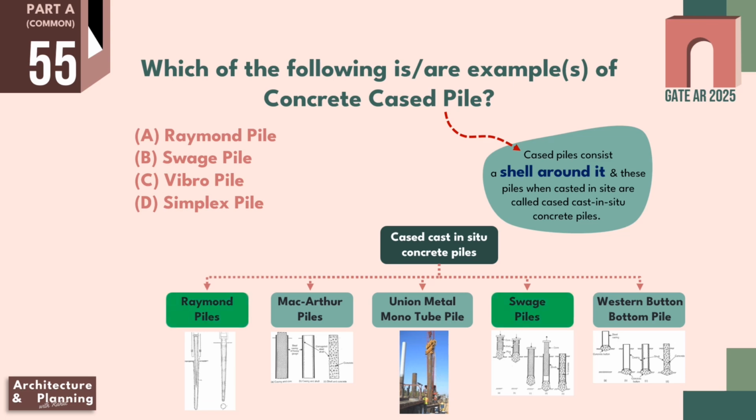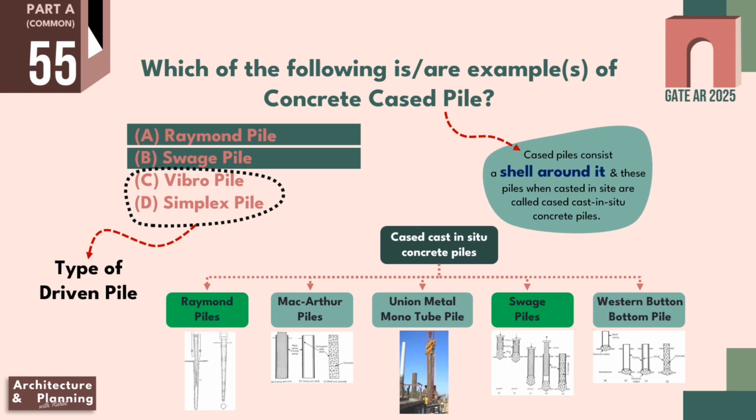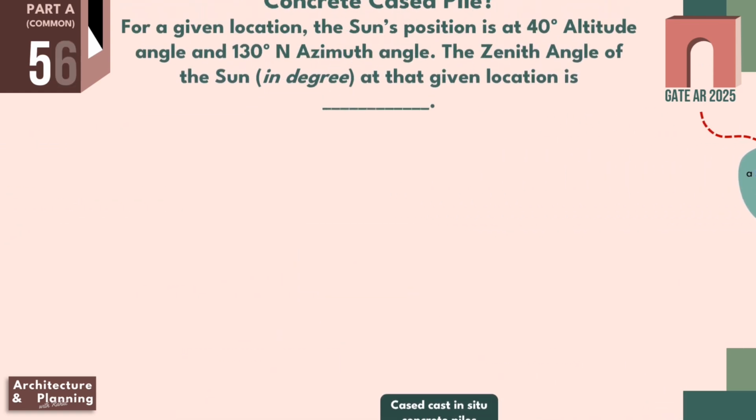Hence our options are A, Raymond pile and B, Swage pile. Whereas Vibro pile and Simplex piles are examples of driven pile. Let's move to the next question.